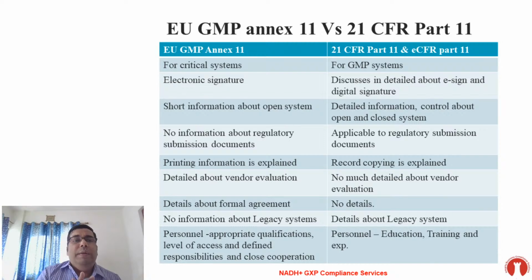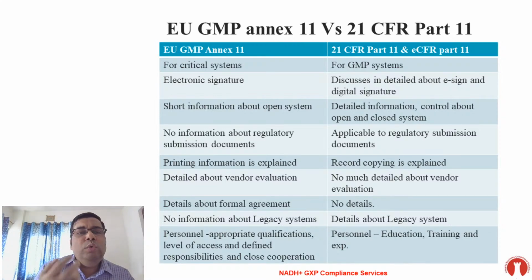No information about that. EU GMP speaks about printing information, while 21 CFR Part 11 uses the terminology record copying. In EU GMP, there is detailed discussion about vendor evaluation, then agreements, formal agreements should be there, how the vendor is evaluated. All these procedure requirements are there in EU GMP, but in 21 CFR, not much discussion about vendor evaluation. 21 CFR discusses the legacy system, how you can use the old system if it is not updated. But in EU GMP, there is no discussion about the legacy system.